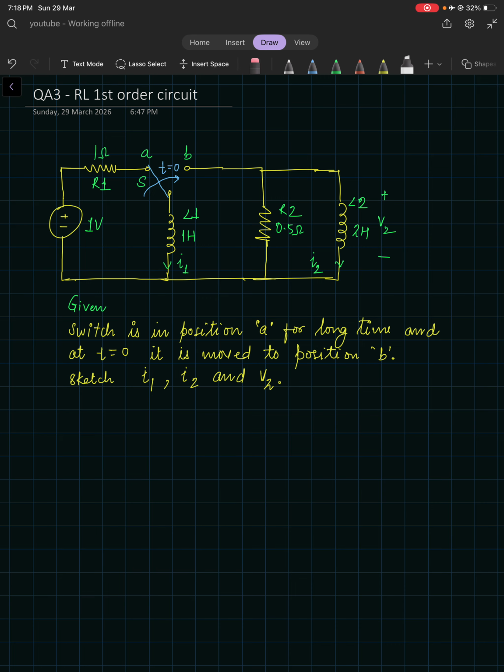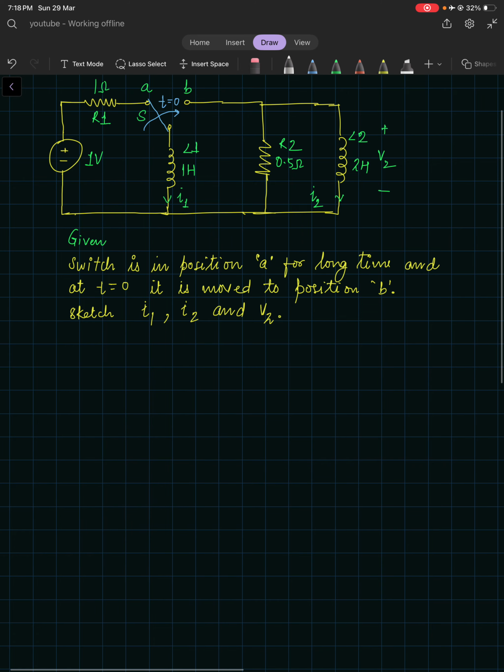And what we need to do is we need to sketch I1, I2, V2, right, for t greater than or equal to 0, means after switching we need to find out these parameters. Okay, so let's solve what was happening at t less than 0, means before switching what was going on. Okay, let's draw the circuit.